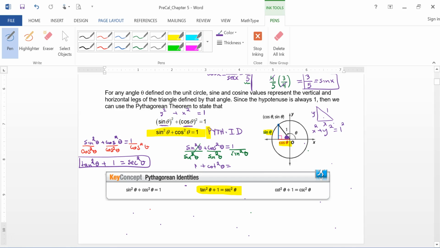Okay? Now, what I have is sine squared x over cosine squared x, which is what? There you go. That's the answer.